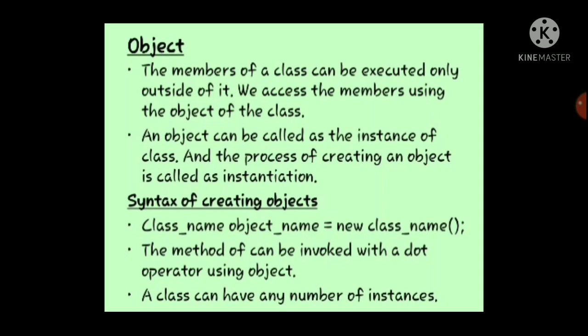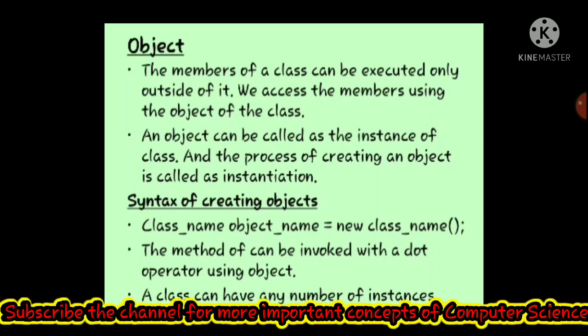So the method of the class can be invoked with the dot operator using the object. For example, if the object is O, and the method is M1, we can say O dot M1, right? So that is how the objects can invoke the class methods or the class attributes, right? So like that, a class can have any number of objects, otherwise instances.